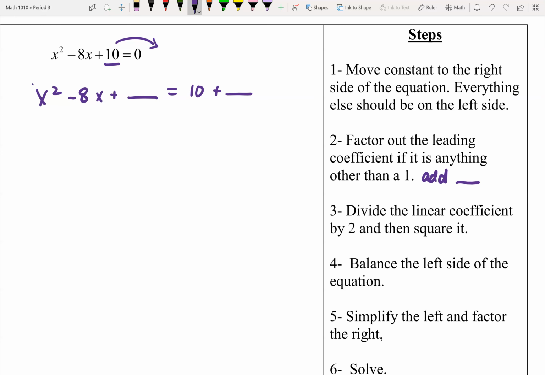Okay, now we're going to complete the square. So everybody watch. Look what you do. You take the number in front of the x, which is an 8. You divide it by 2 and you get a 4. So divide it by 2 and then you square it and you get 16. So I'm going to add 16 there and I have to balance it on the other side. I just can't add 16 to the right without balancing it on the left.